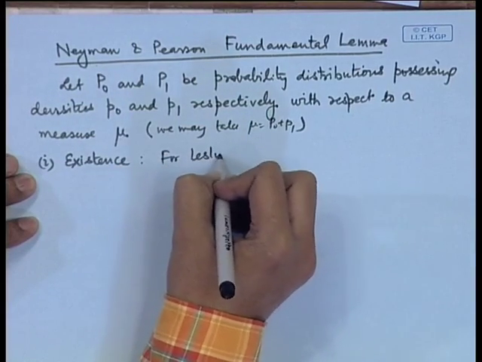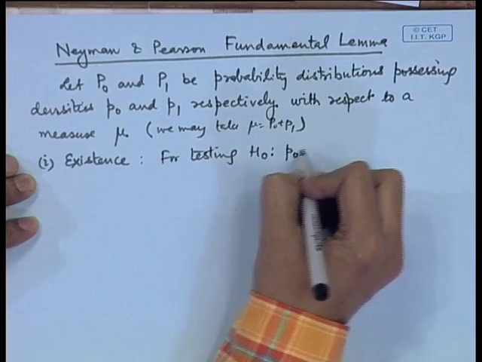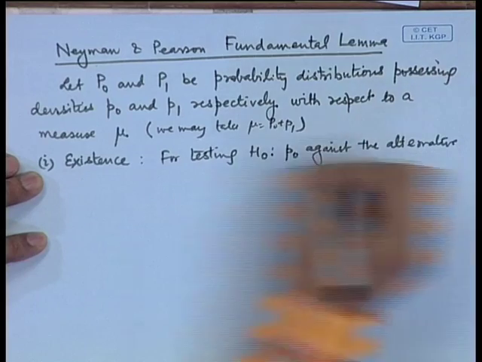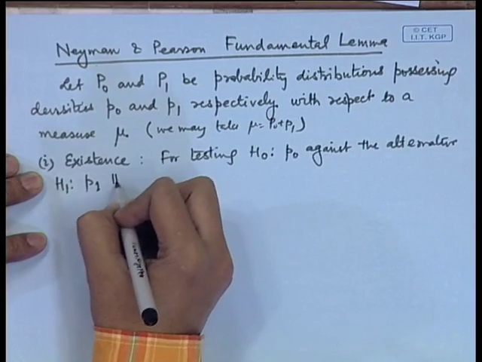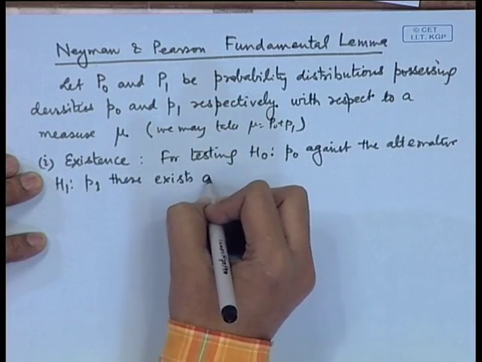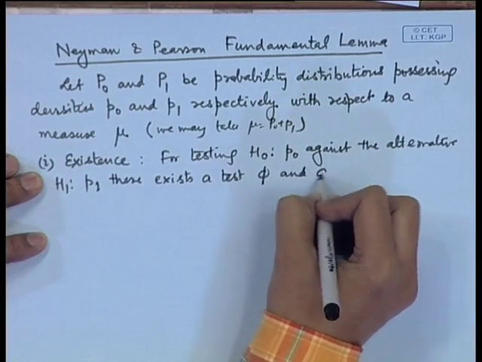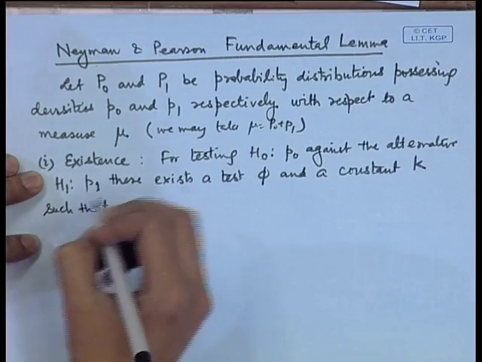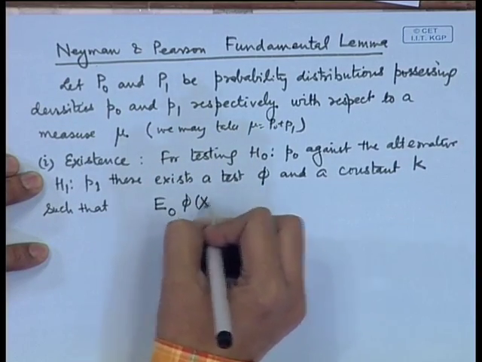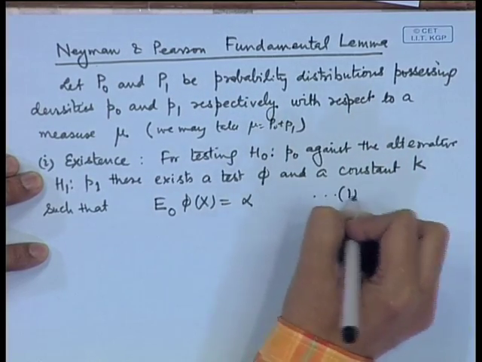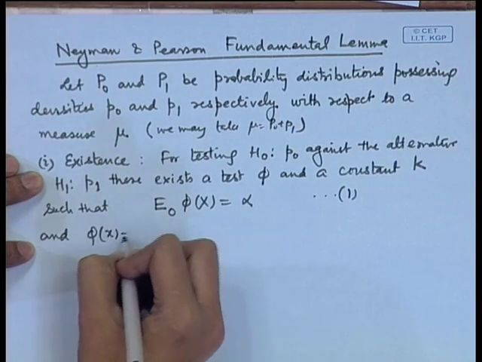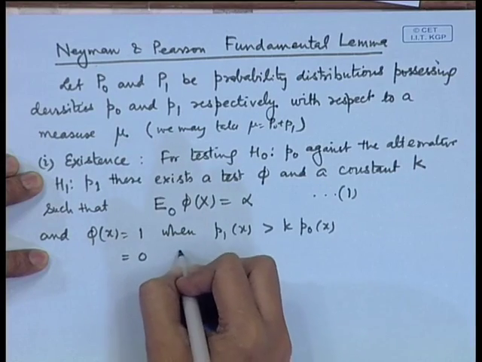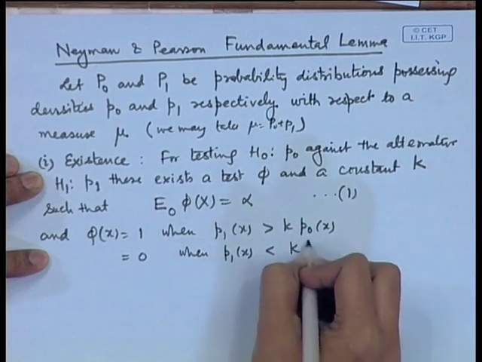For testing H naught, that is P naught, against the alternative H 1, that is P 1, there exists a test phi and a constant k such that the expectation of phi(x) is equal to alpha, and phi(x) is equal to 1 when p 1(x) is greater than k p naught(x), it is equal to 0 when p 1(x) is less than k p naught(x).